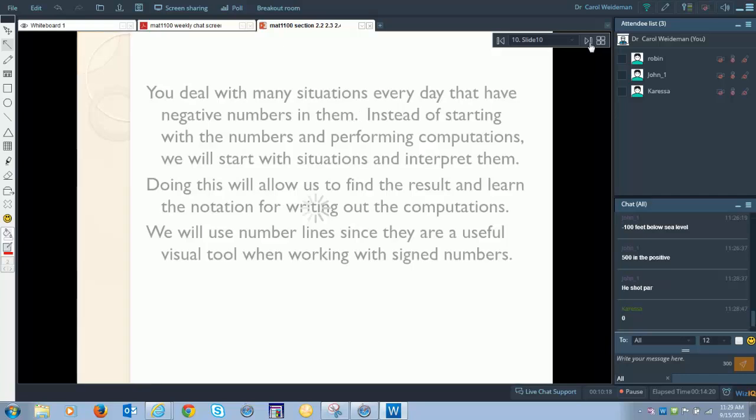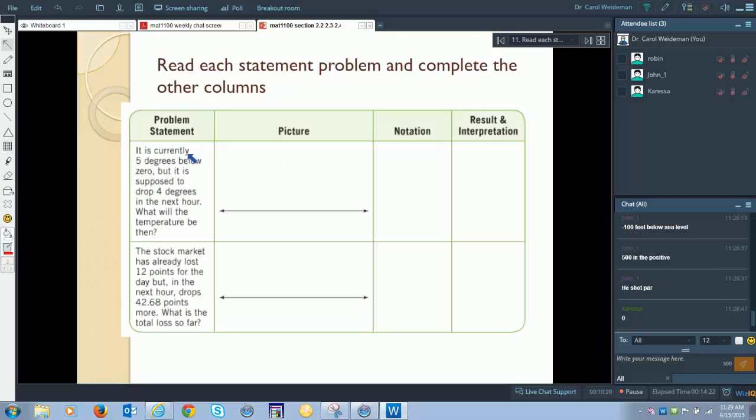Sometimes a number line is really helpful. So let's look at this problem. It is currently 5 degrees below zero, but it's supposed to drop 4 more degrees in the next hour. What will the temperature be then? So you want to picture this on a number line. I'm going to try to draw this on here. It's a little bit hard to do. You guys have this in your book too.